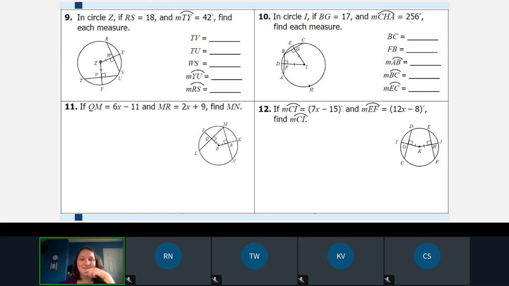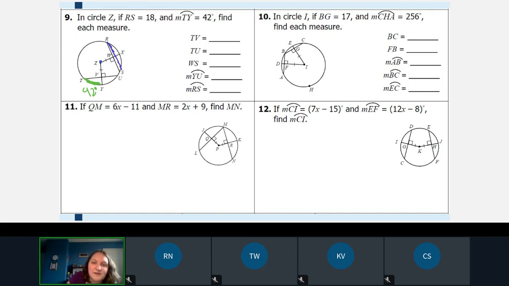All right, here we go. Let's mark up this picture. We know that RS is 18. So this whole chord is 18. And the measure of arc TY is 42. Arc TY, meaning on the circle there, the curvy part, that's 42 degrees. Let's find all this other stuff.